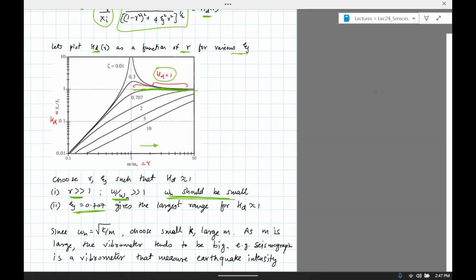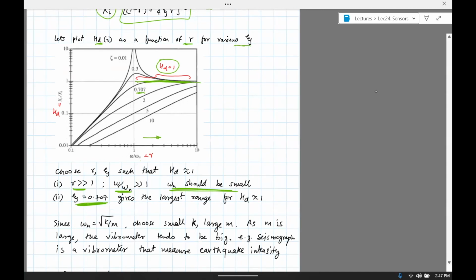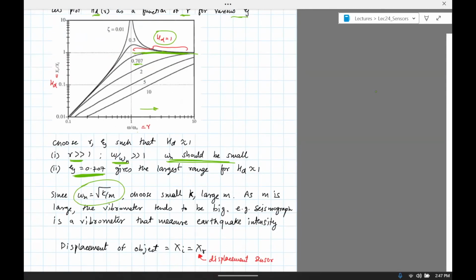We also see that if you choose psi as 0.707, you get the biggest range over which HD is equal to 1. So our key design points are that we want psi to be 0.707 and omega n should be small. This basically determines the damping, but if you want to determine K and M, you need to use this expression. So we choose a small K and a large M. Making M large will make omega n small. As M is large, the vibrometer tends to be big.